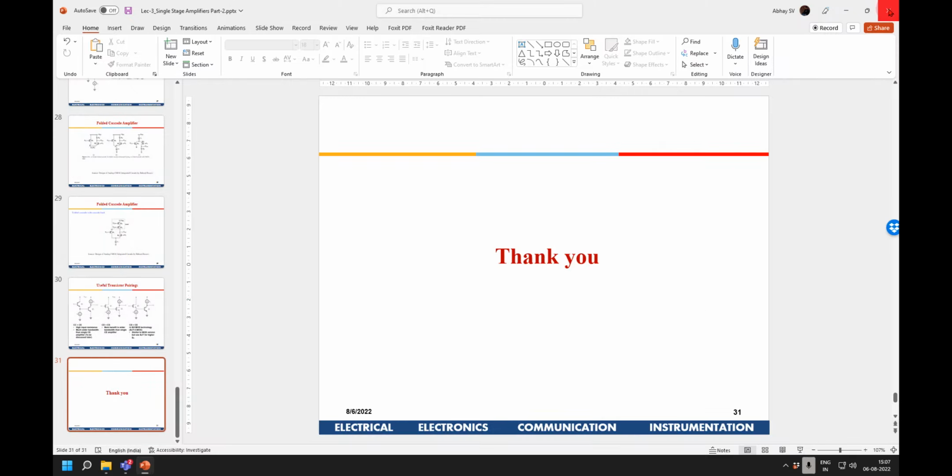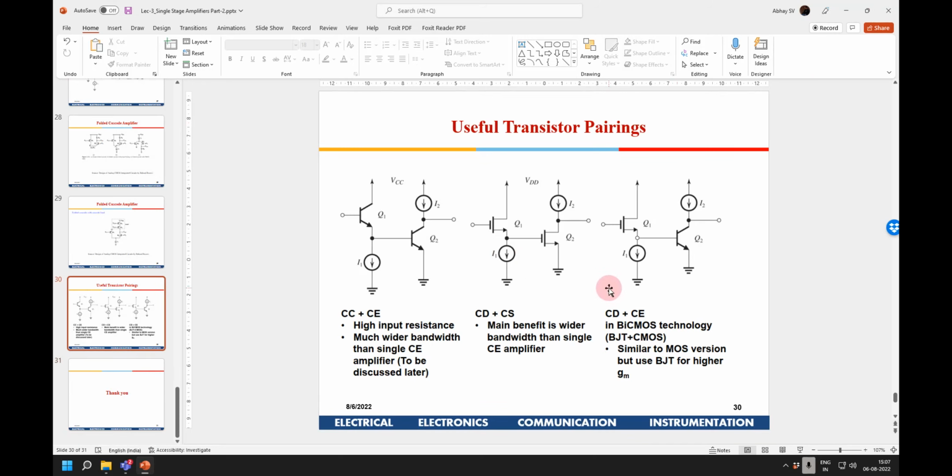So in the previous slide, when we are using a CD plus CS, common drain is used to drive low impedance. No, here the purpose is different. Here we are taking a high frequency signal and we are amplifying it. There is no requirement of a low load here. So in that particular case, we are using this configuration.